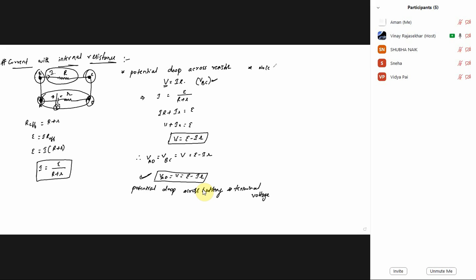I am going to write a node point. What is the equation? V is equal to E minus Ir. For example, let us suppose the circuit is open, then I is equal to 0. Please remember this. If I is equal to 0, then V is equal to E. That implies potential is equal to EMF.